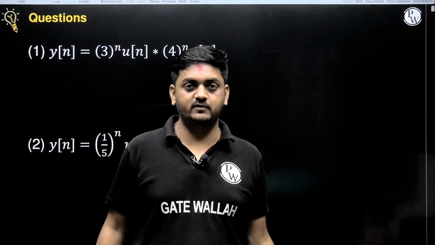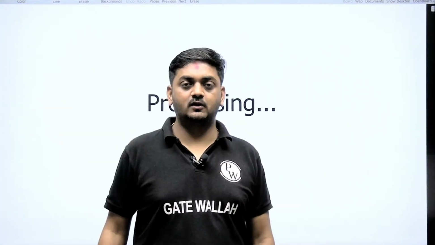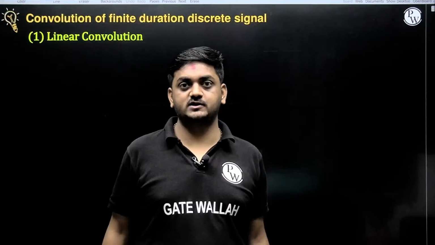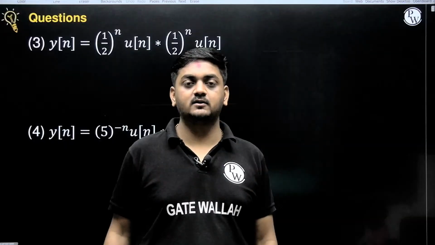In the next class we will solve certain questions based on this previous result, and then I will start the convolution between two finite duration signals. Both signals have a finite number of samples. Fine, correct?